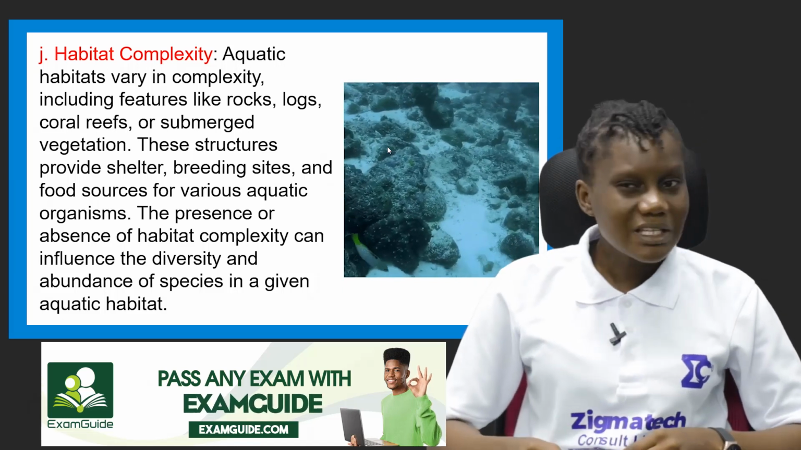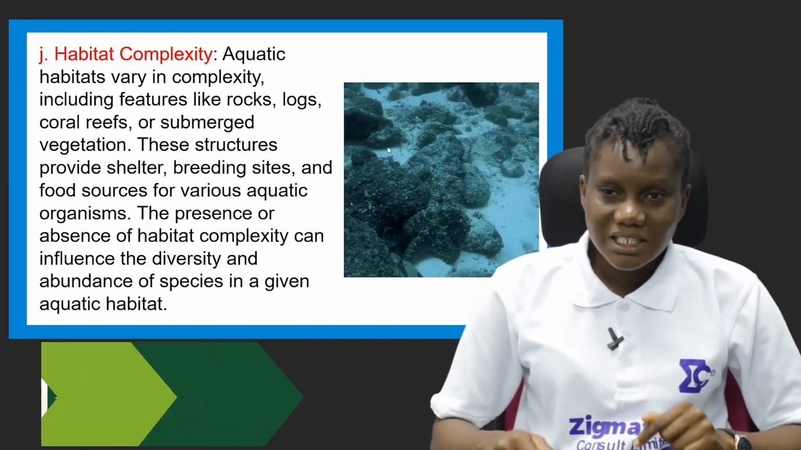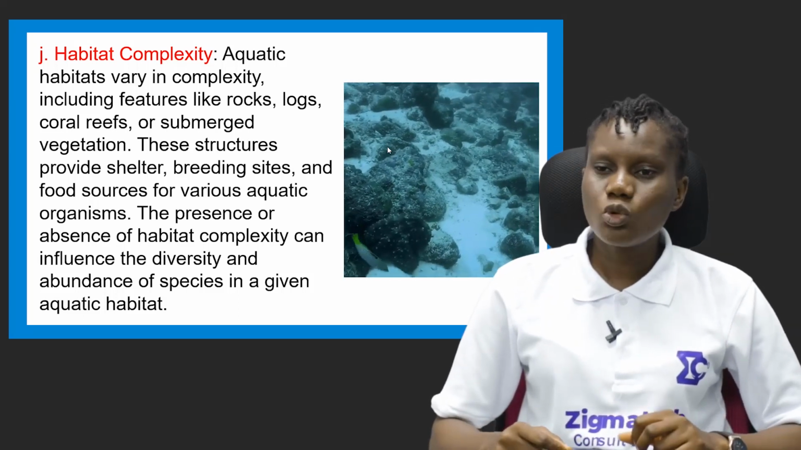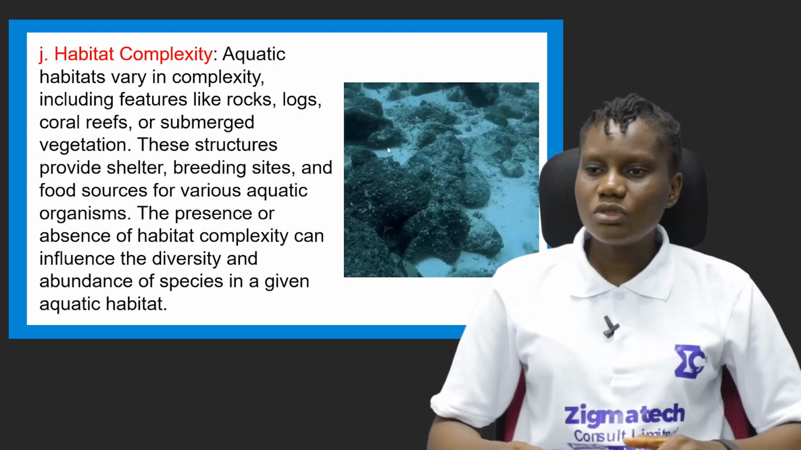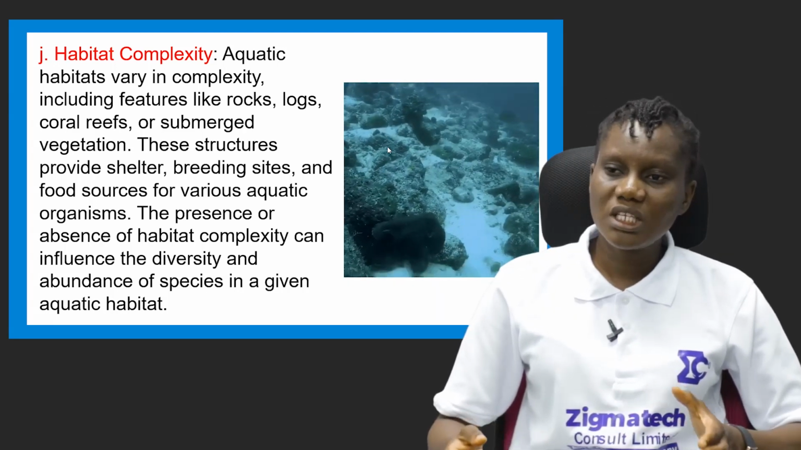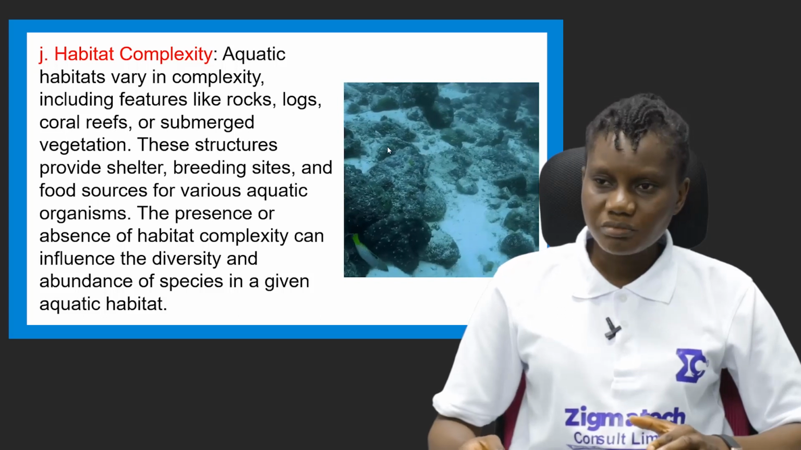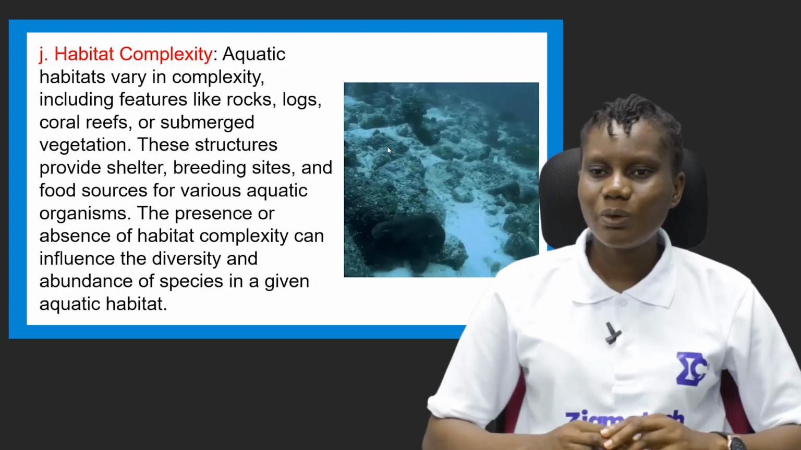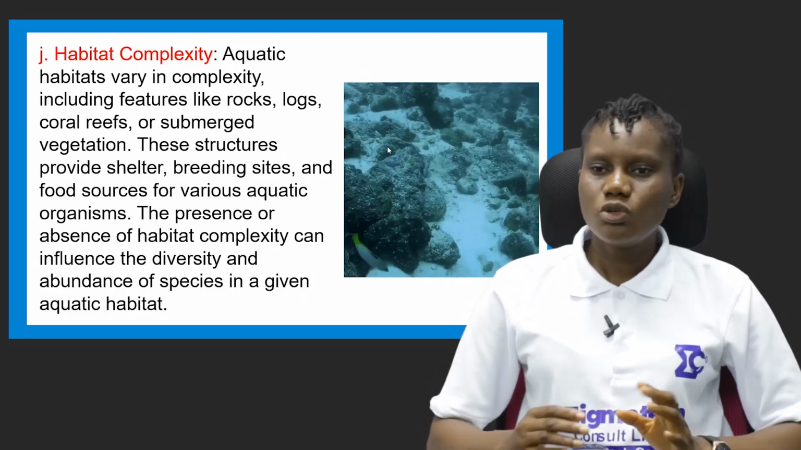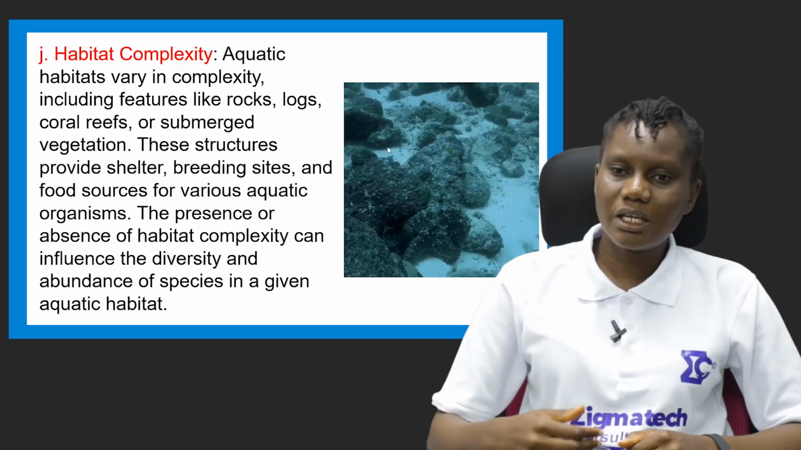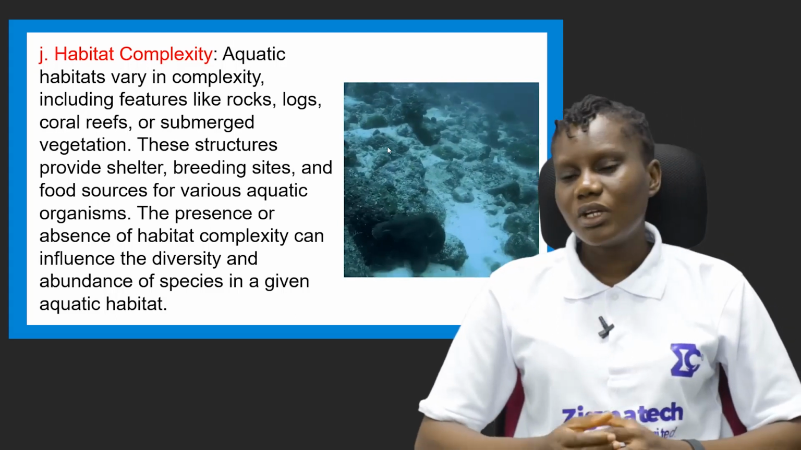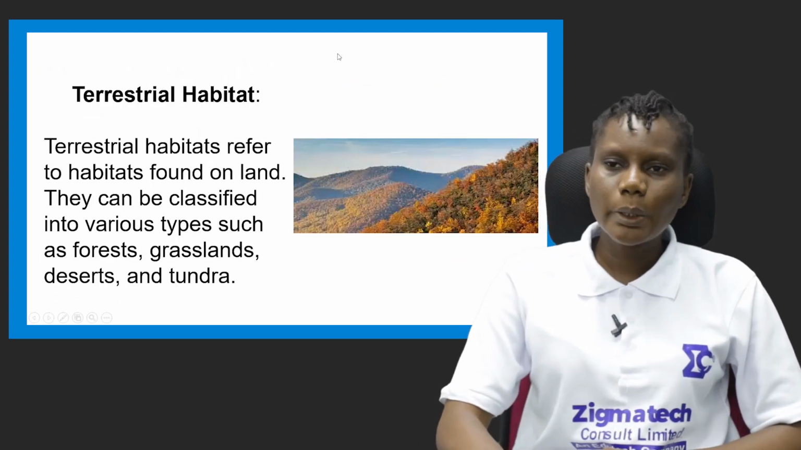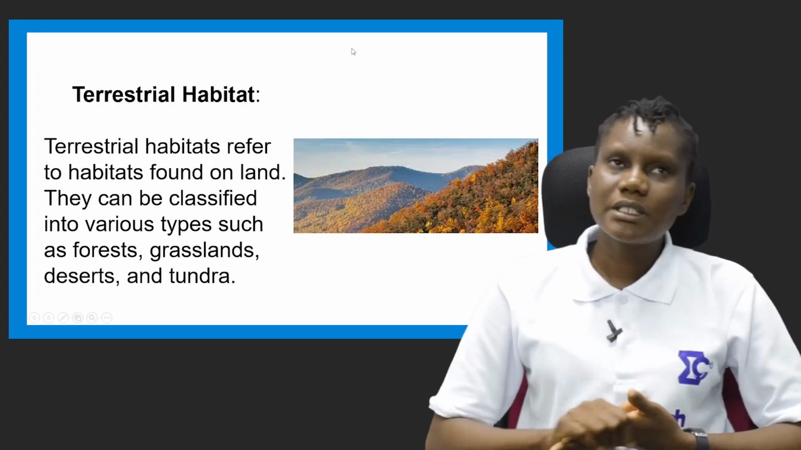And you should know that their presence or absence in that habitat can affect the habitat. So it can affect some organisms, and that means if those organisms that are meant to stay there don't find this kind of habitat, they will have to migrate to another habitat. So the presence or absence of habitat complexity can influence the diversity and abundance of species in a given aquatic habitat. So very quickly we'll move to terrestrial habitat.